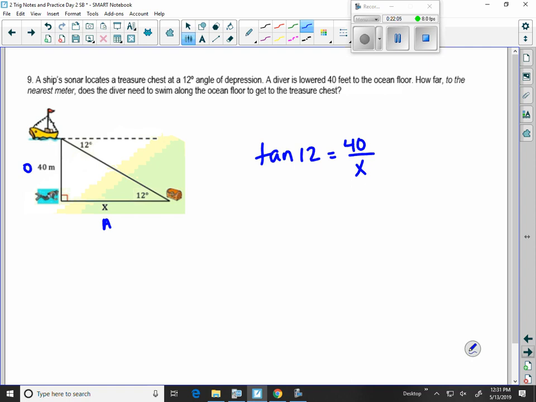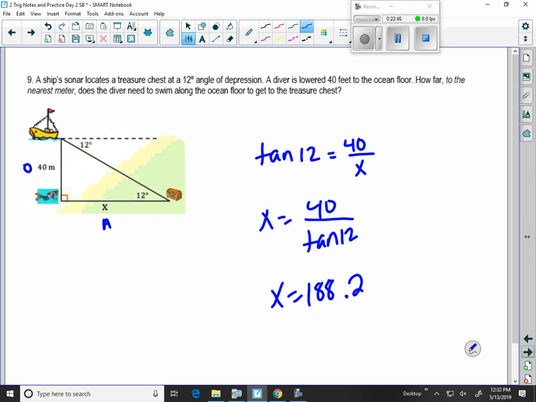Do you agree with my setup? Because the x is in the denominator, you need to switch to tan. Is this the correct setup? Yeah. To solve, we can use our quick trick, where we flip. So we would have x equals 40 over tangent 12. And you should get 188. We'll round it to 0.2.